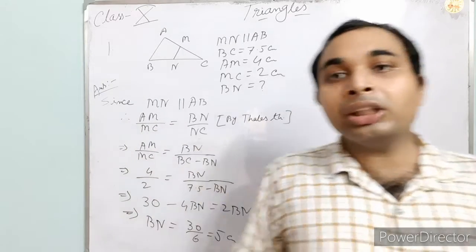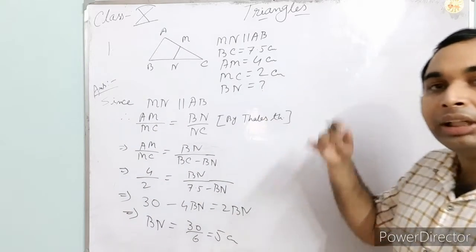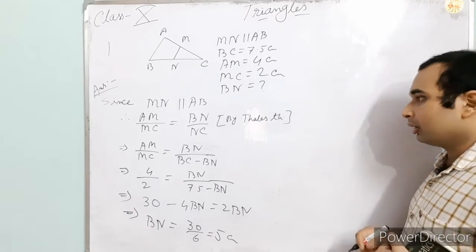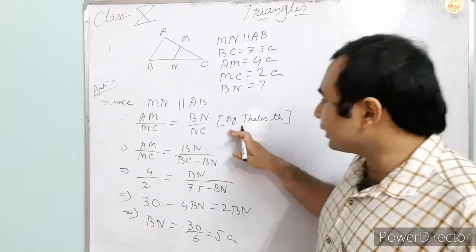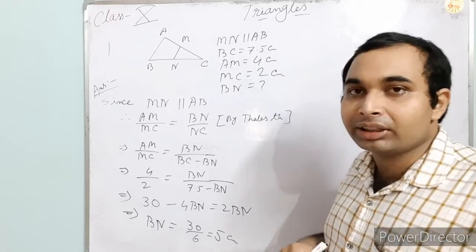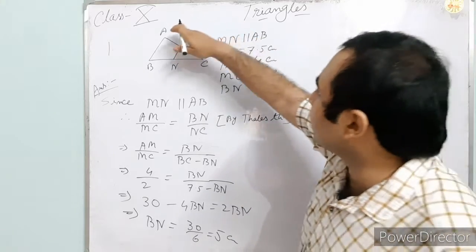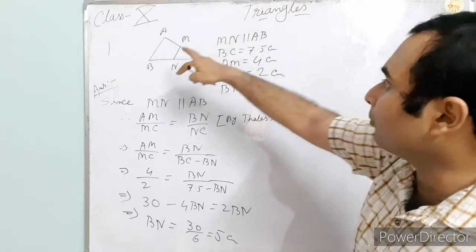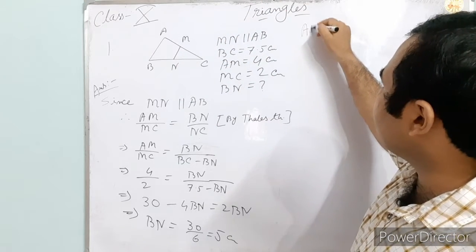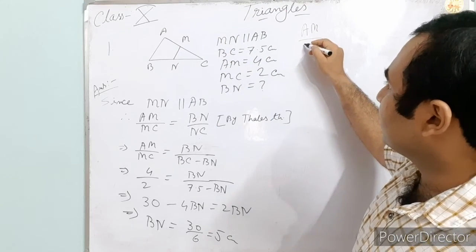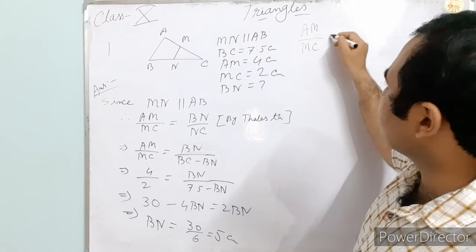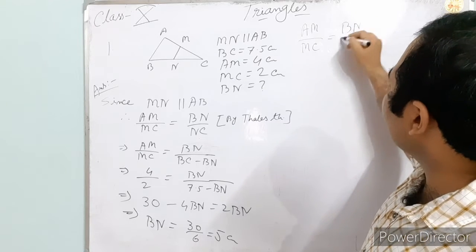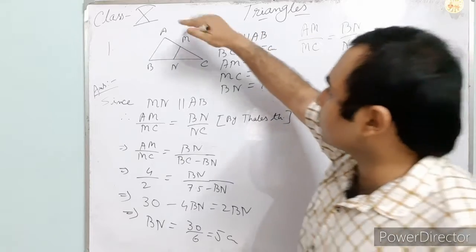But if we do this in another method, actually that is the corollary of the Thales theorem. From the Thales theorem directly we are saying, from this figure only I am saying, AM by MC equals BN by NC for those two triangles.